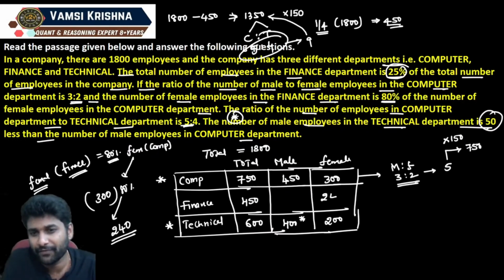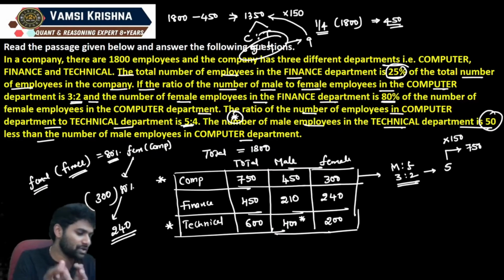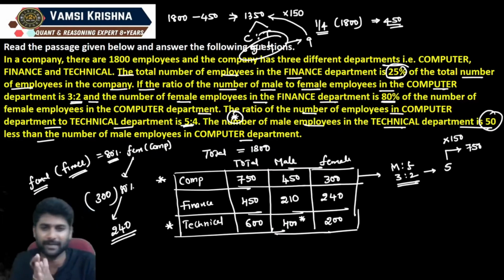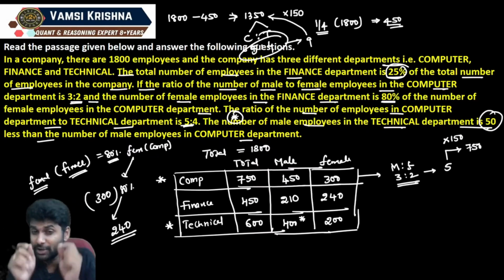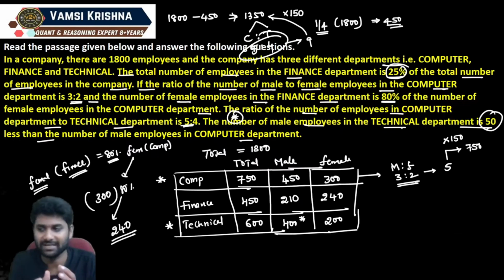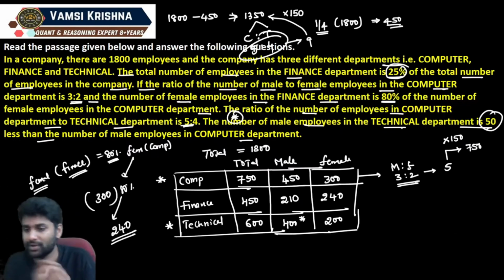So female is 240. It's 240, which means definitely male is 210. Why? Because we know the total strength. Total strength is 450. That's it, guys. So we are getting these numbers according to the given data. See, try to observe how I took the calculation. Guys, calculations are most important.